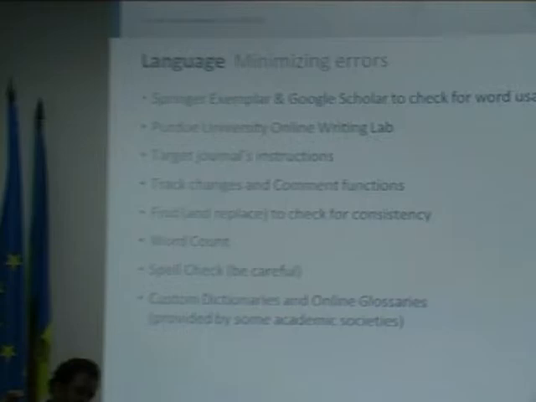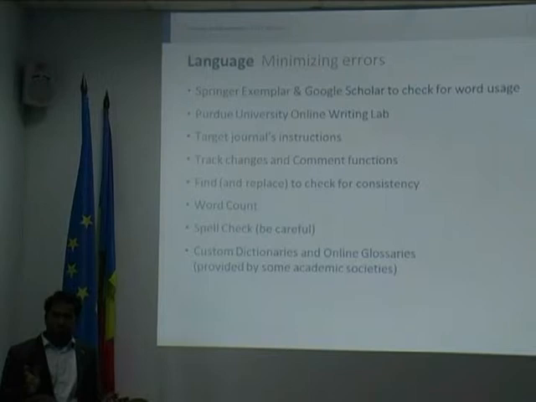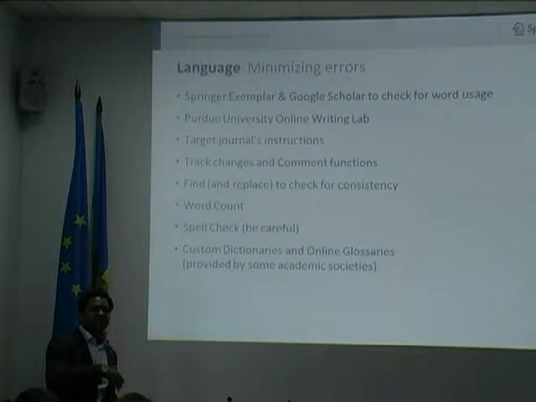Each of them has a word limit. It will be given in author instructions. If they say no more than 20,000 words, they mean no more than 20,000 words. You can't say, I'll submit a 40,000 word manuscript and then I will decide if they accept or reduce it.